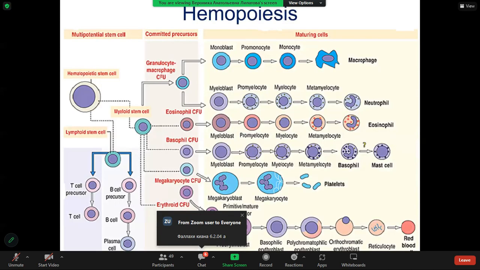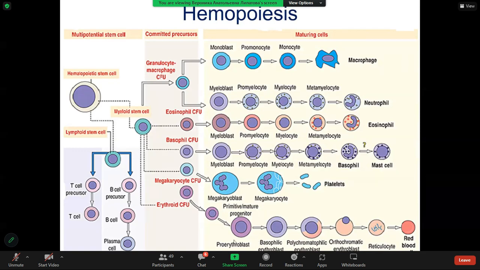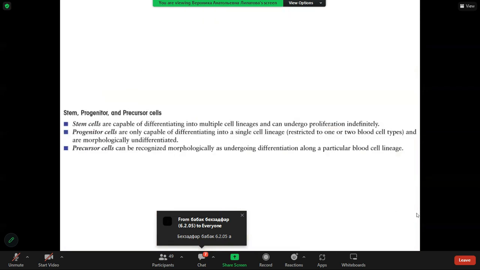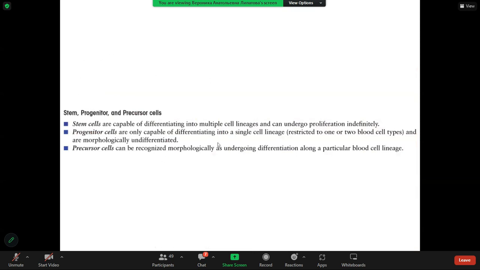This is one more scheme of the same. In fact, I explain everything. You see, traditional pro-erythroblast, basophilic erythroblast, and so on, but it isn't very important differences. This picture demonstrates the stem cell and some function of stem cell.